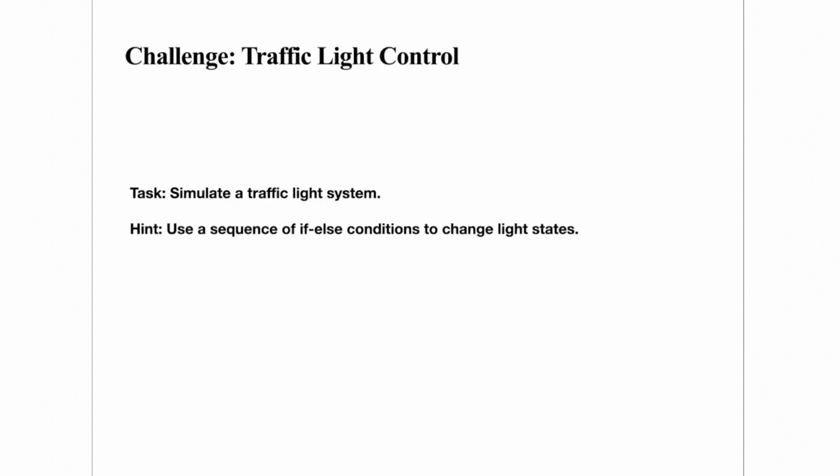I have given here a challenge for the learners. The task is to simulate a traffic light system. Here we can use a sequence of if-else conditions to sense light states. So light states may be red or green or yellow depending upon certain conditions. I would like to request the learners to experiment with this challenge, the traffic light controlling system. One thing in programming we always have to remember is the more we practice, the more we learn from our mistakes, and our logical ability will start growing.